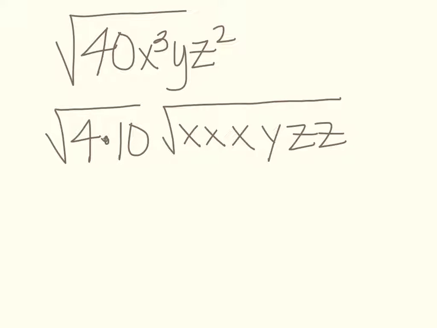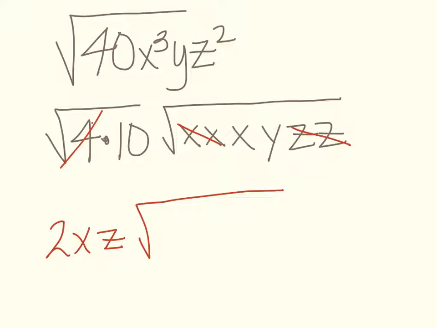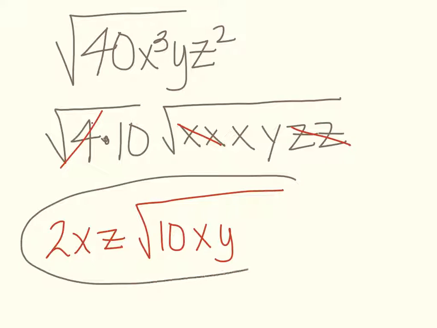Remember, when we have a product pair, we can move it out from underneath the radical. So I know that the square root of 4 is 2. That takes care of that. I have a pair of x's that I can move out and a pair of z's. I am left with the number 10 underneath the radical, 1x and 1y. So the square root of 40x cubed yz squared simplifies to 2xz times the square root of 10xy.